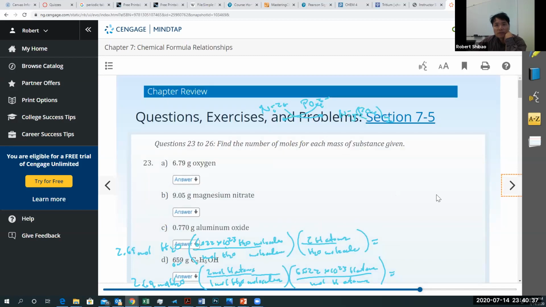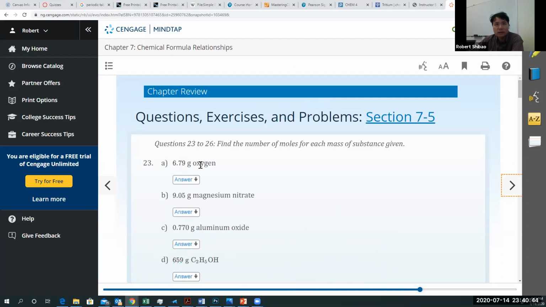Find the number of moles of each substance. So we're going gram to mole conversion. When we do gram to mole conversion, we need the molar mass. Now this is oxygen. What's confusing about this one is we don't know: is that atomic oxygen or molecular oxygen? Is that an O or is that an O2? Well, that's hard to determine, but we have to assume it's O2, maybe in this case.